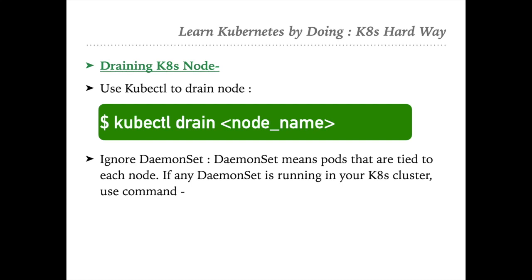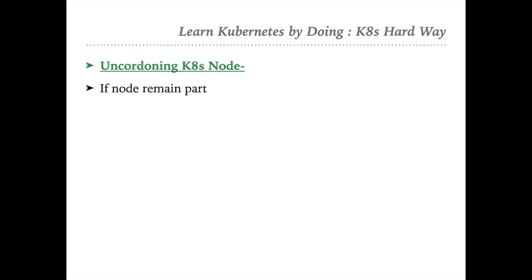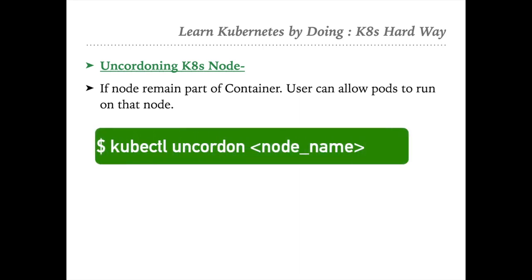So these kinds of pods which are running on each node in the Kubernetes cluster are called daemon sets. And in any case, if any daemon set is running on your Kubernetes cluster node, then you cannot drain the node easily. For that you need to execute the command kubectl drain, provide your node name, --ignore-daemonsets. Now once you drain the node, you put the fix on that node, and if that node is still a part of the cluster and you want to allow pods on that particular node, you want to allow the master to schedule additional pods on that node, then you need to uncordon that node, and you can do that with the command kubectl uncordon, then provide your node name.